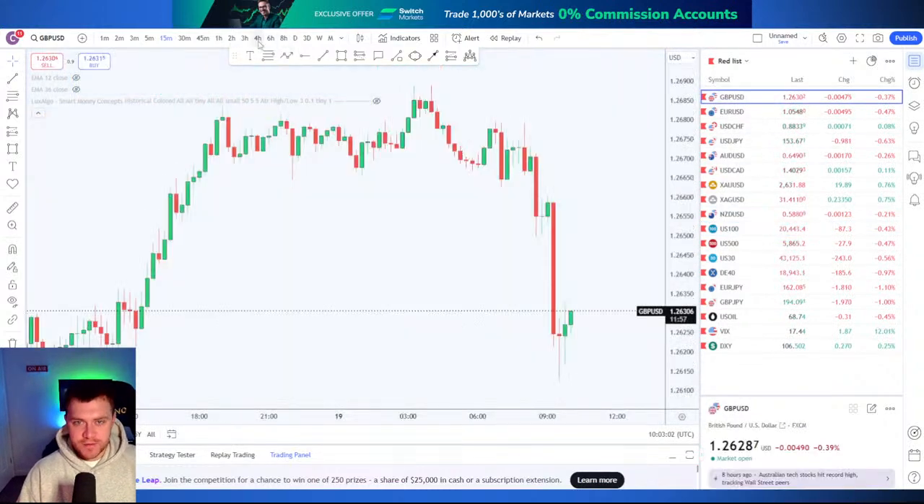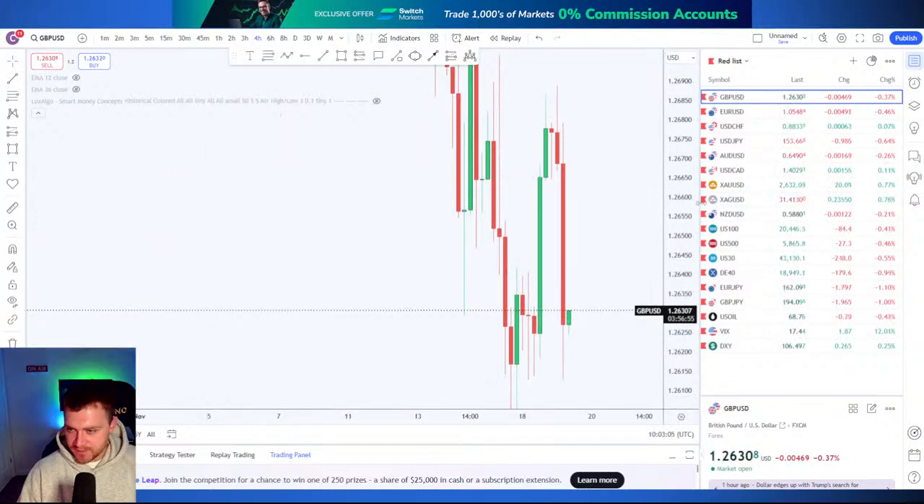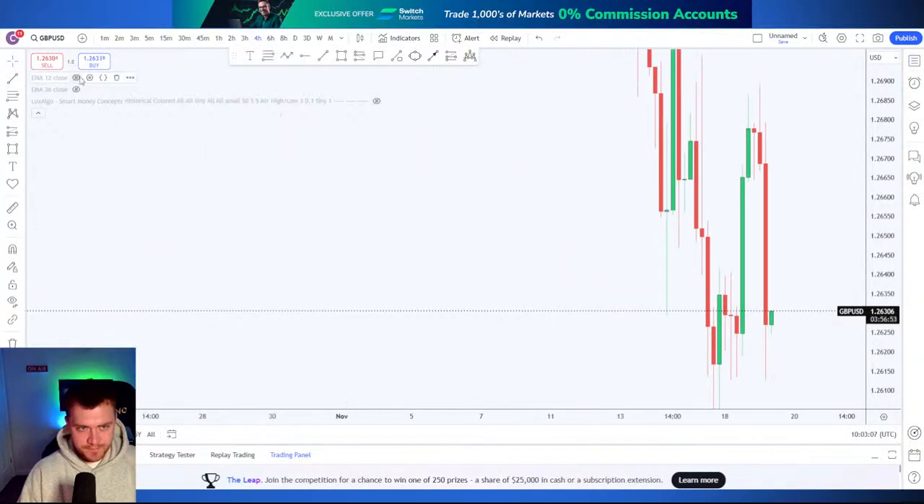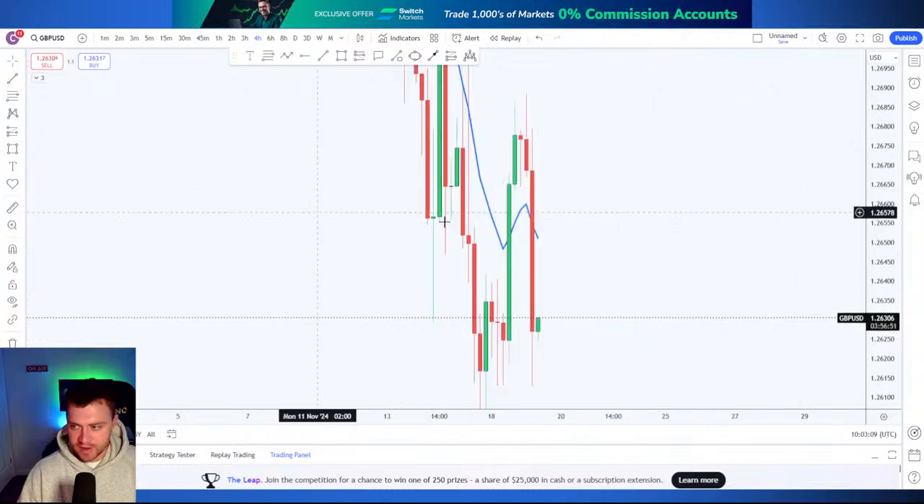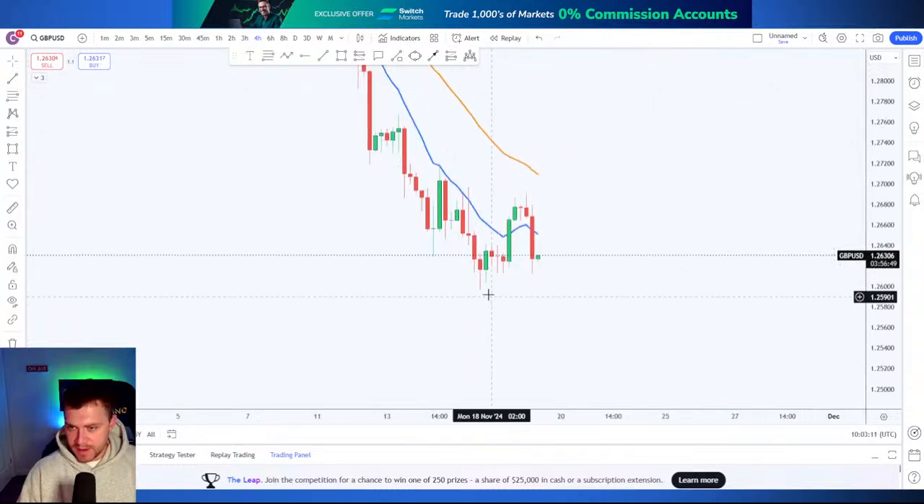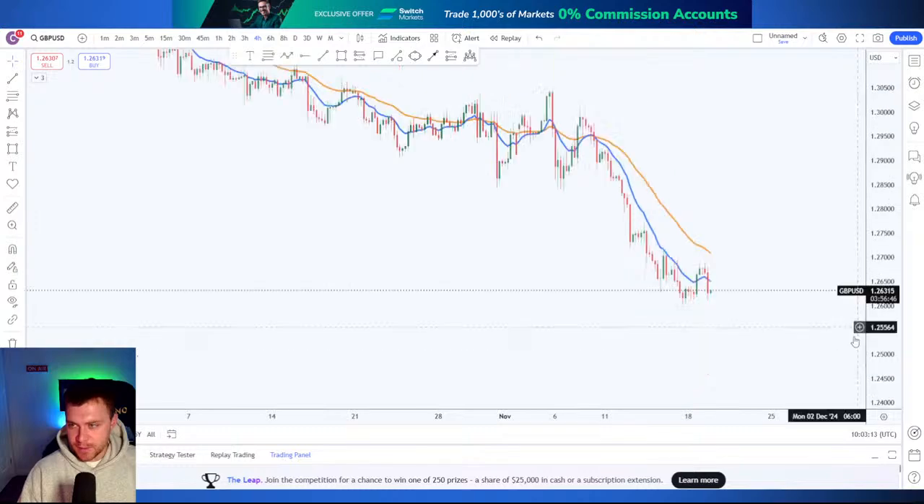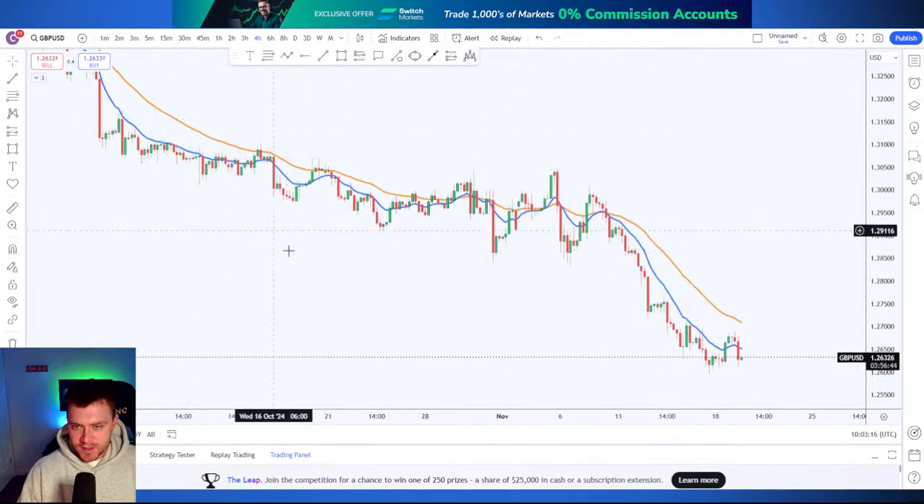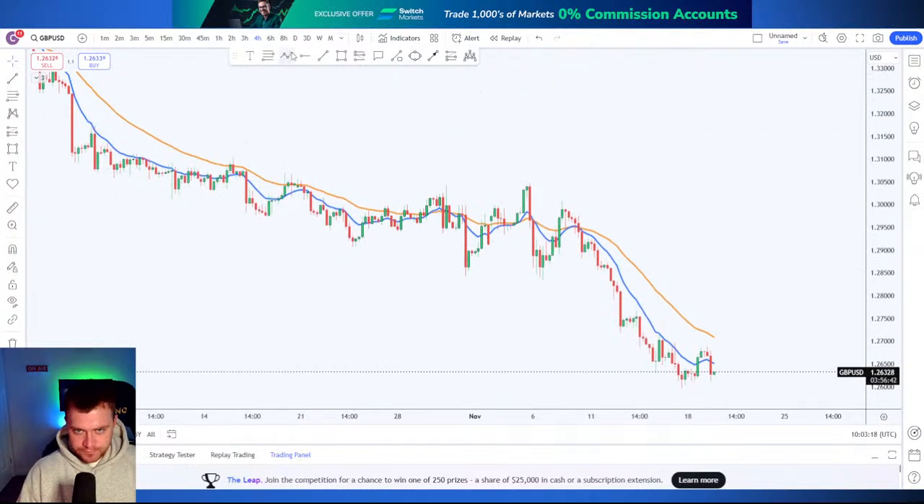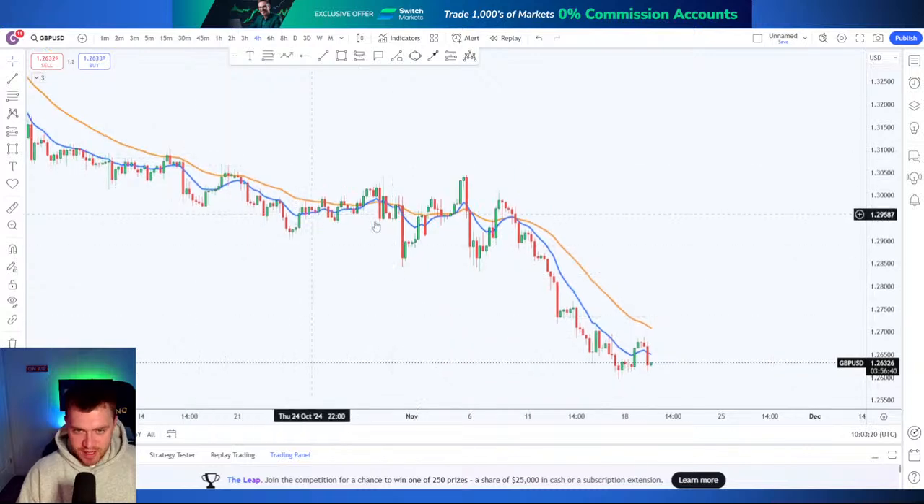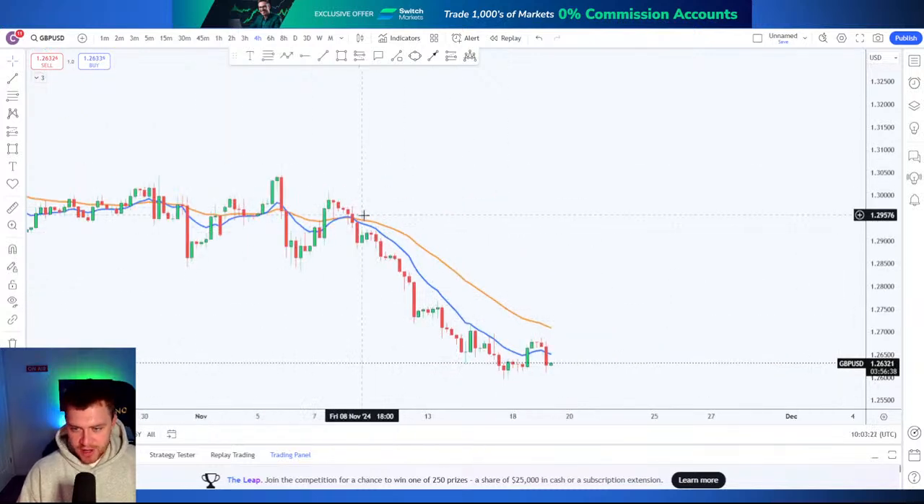Okay, let's start from the top then. Let's go into the 4-hour time frame. Move that over. EMA 12 and EMA 36. And let's have a look at the situation at the moment. Right. So this is the pound versus the US dollar. As you can see, we've been in a downtrend, a bit of a consolidation period here. And then we had our new crossover.